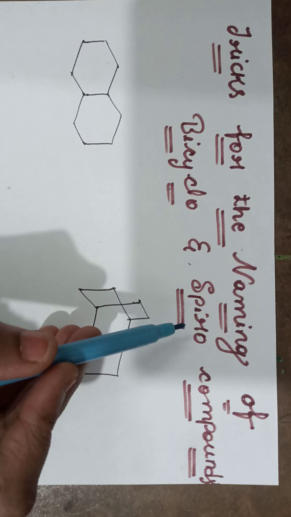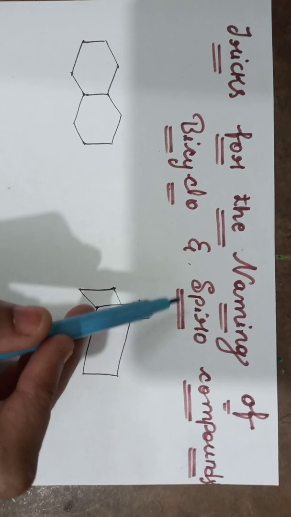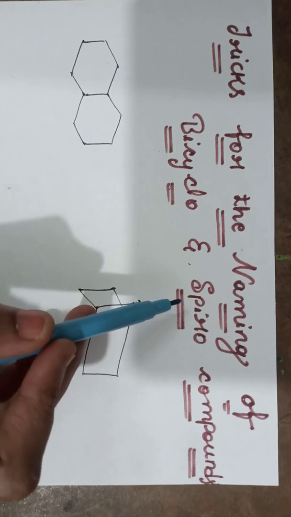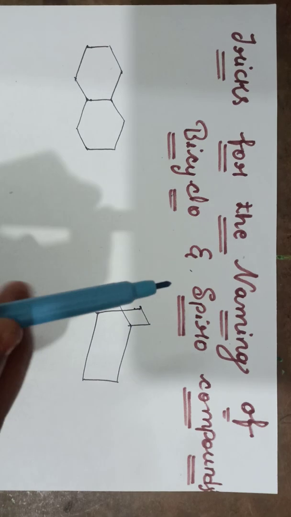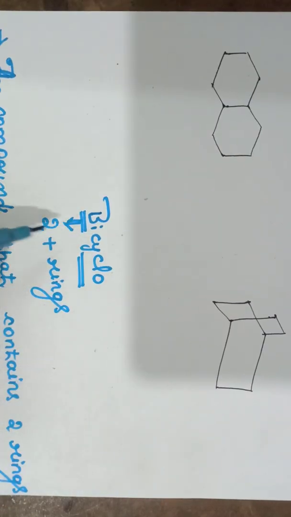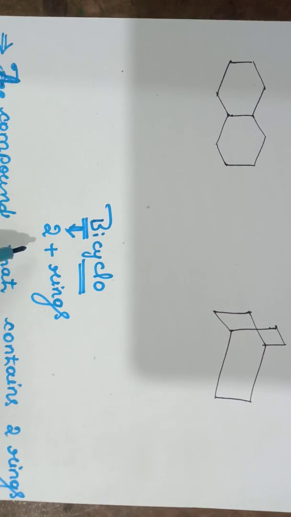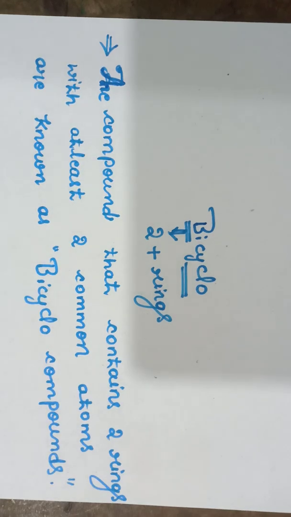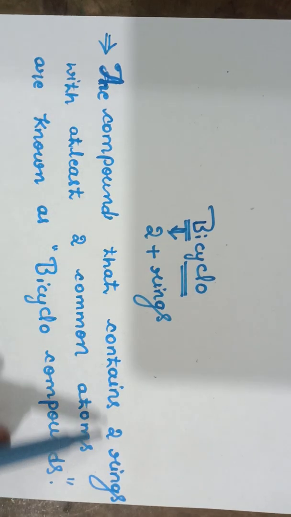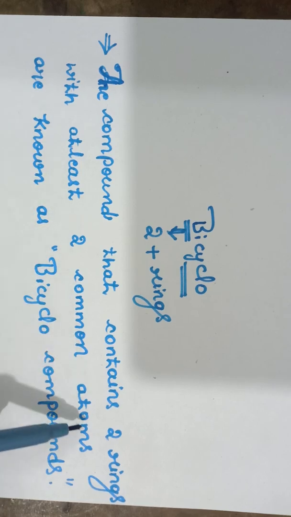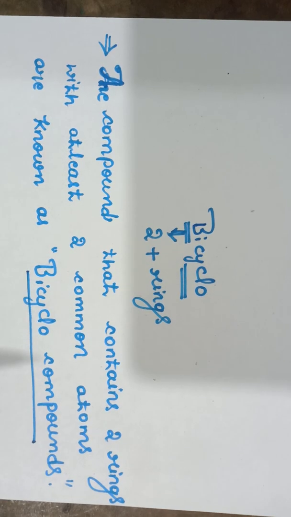First, in order to know how the naming for bicyclo and spiro compounds takes place, we should know what bicyclo compounds are. The name itself indicates it: bi means 2, whereas cyclo means rings. That means a compound must contain 2 rings, and the 2 rings must have at least 2 common atoms. So, a compound that contains 2 rings with at least 2 common atoms is known as a bicyclo compound.